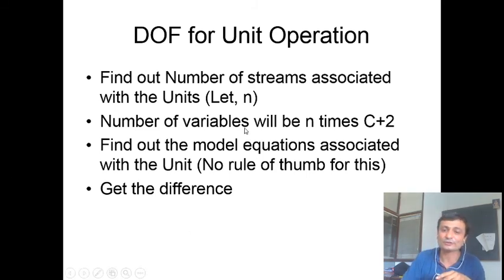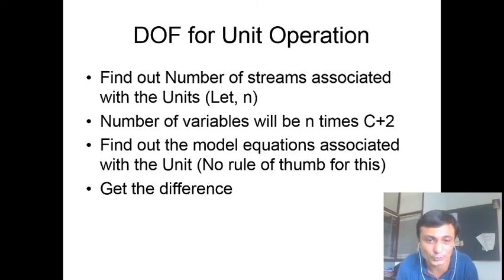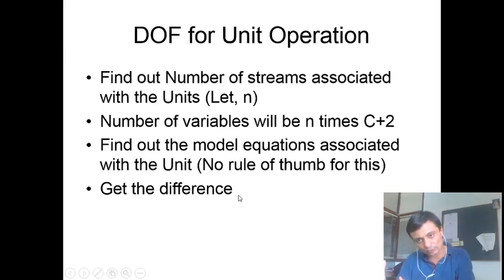Next step is to find out model equations. Now in finding out model equations, there are no set rules. You must know the process which is taking place. If it is an equilibrium stage, there are phase equilibrium relationships. If it is a mixture, then there are mass balance equations. If there is only heat exchange taking place, there is an energy balance equation. So you have to identify the number of model equations. So first find out the number of variables, then find out the number of equations, take the difference, and that is your degree of freedom. And we will elaborate more on this at a later part of this course.